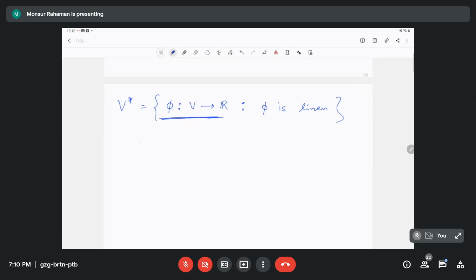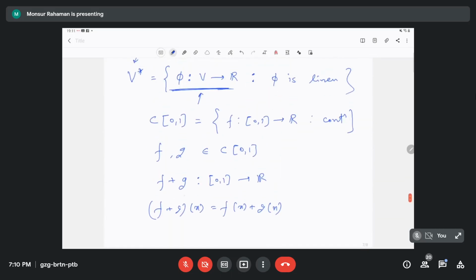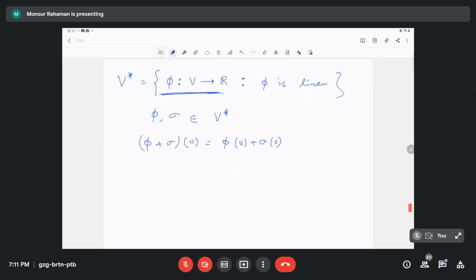So let's define it in this way: phi and sigma are two linear functionals, or two points from V star. We'll define phi plus sigma at v as phi of v plus sigma of v. Because any function will form a vector space, obviously it will also form a group, because it is associative, it is commutative, and it has a zero.